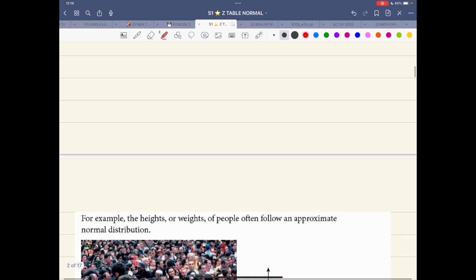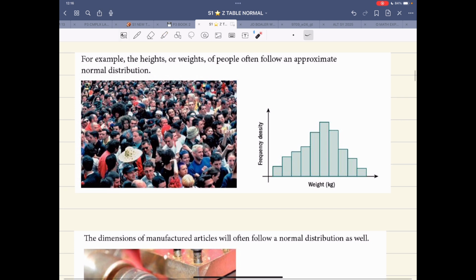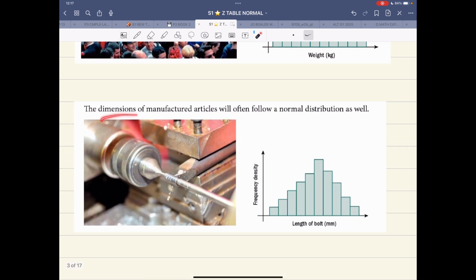Let me show you some more examples. We are talking about the weights, the heights of people. They follow an approximate normal distribution. So this is the weight, this is the frequency density, and by the way, you have recognized that this is a histogram.